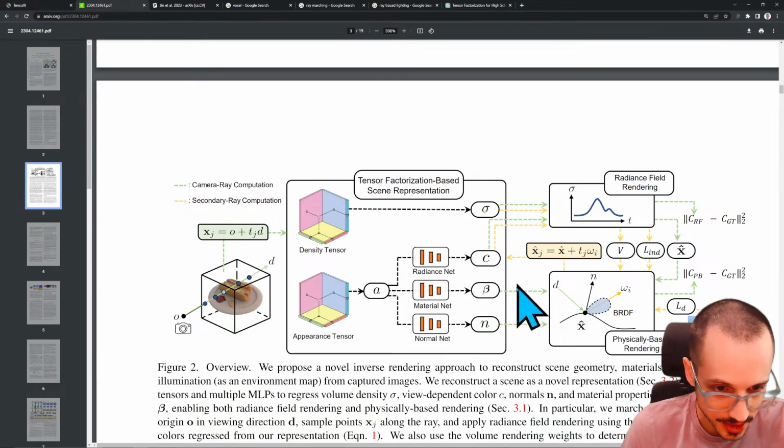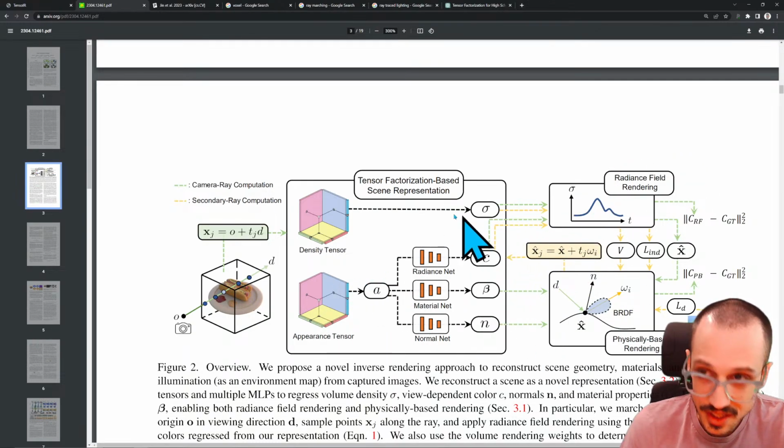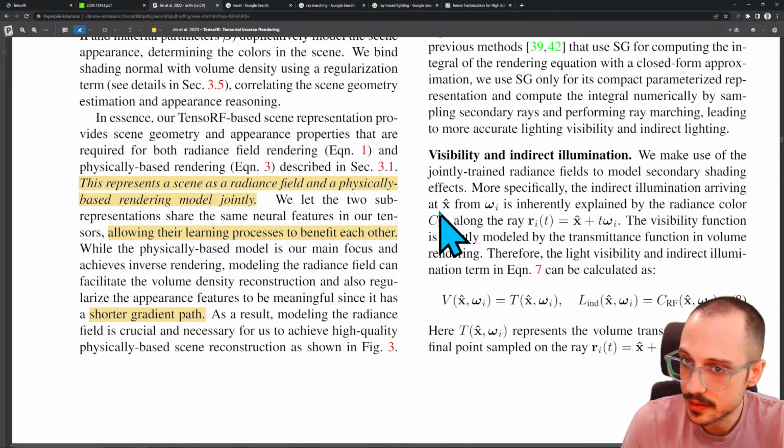And maybe what they're referring to here is that you see here how the density is calculated directly from the density tensor. There's not an additional multi-layer perceptron here that needs to have gradients pass through it. So you take the loss from here and you can go directly into this density tensor, versus here for the physically based rendering, you take your loss and you have to go through both of these little MLPs, the material net and the normal net, before you can get to the appearance tensor. So the gradient path is different for these two different rendering techniques, which I think is why they probably play nicely together.